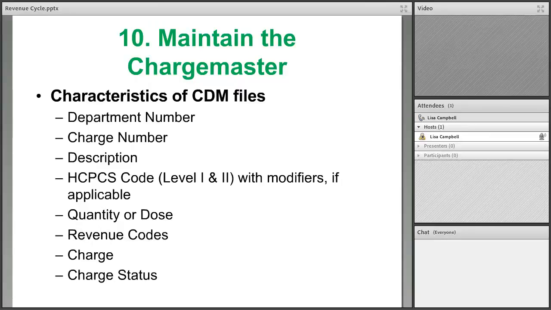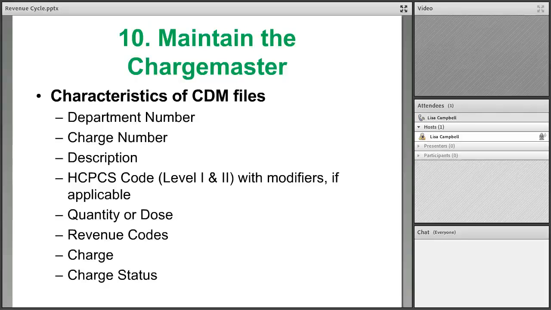So what does a charge master actually look like? If we were to extract a file into Excel, imagine an Excel spreadsheet with several columns. The first column being the department number, the second column being the charge number. The charge number is typically what the department is using to charge for the service. And then next to the charge number is a description. Of course, because we're going to be submitting the HCPCS code to the insurance company, the Chargemaster is also connecting it to the actual code from the coding manual.